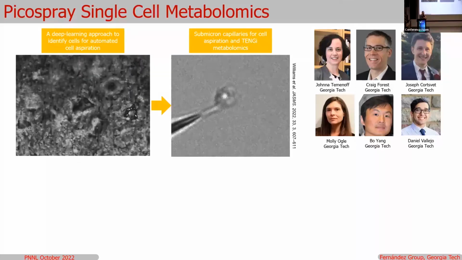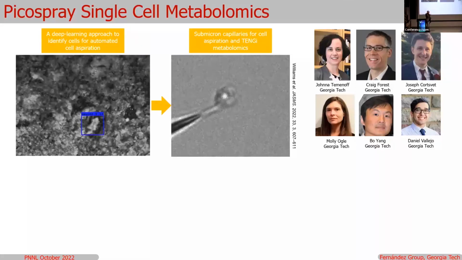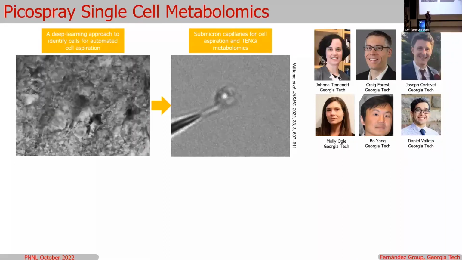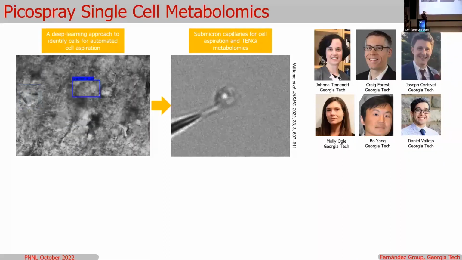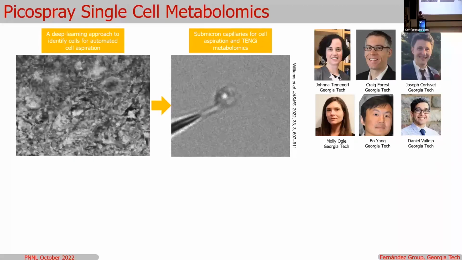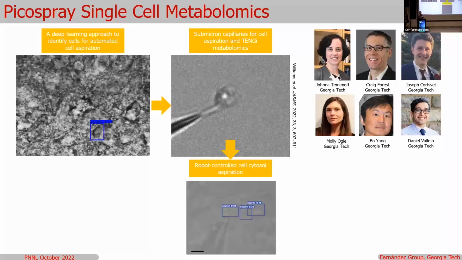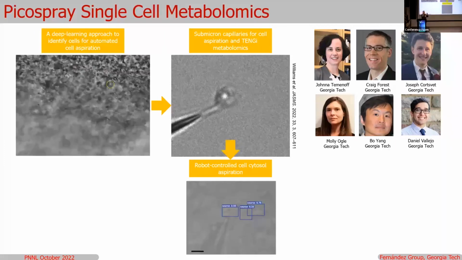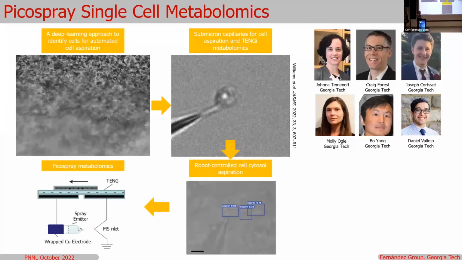So the next step is that another robot basically goes down with a micromanipulator and a micropipette tip and pokes the cell. Okay, so that's what you see there. We are using capillaries that have openings that are submicron, typically several hundred nanometers. Okay, and then the robot can basically suck the cytosol of the cell. And then the next step is that this is not automated.